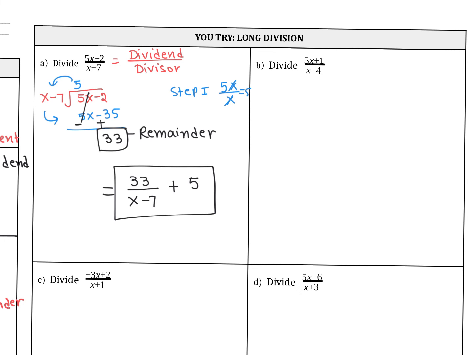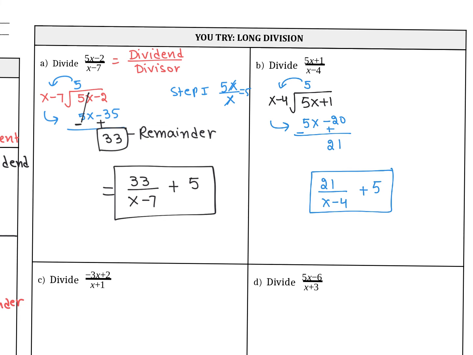For letter B, you're going to have 5x plus 1 divided by x minus 4. What you need to multiply this by is 5, and you get 5x minus 20. Change the sign, and you get 21. So your answer is remainder over divisor plus quotient, and that's going to be your answer when you divide 5x plus 1 by x minus 4.